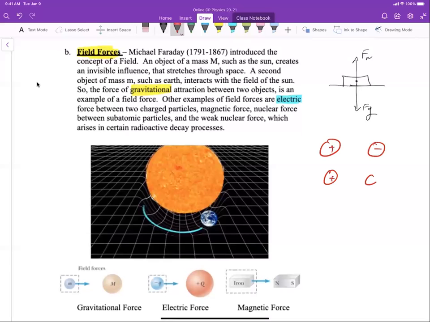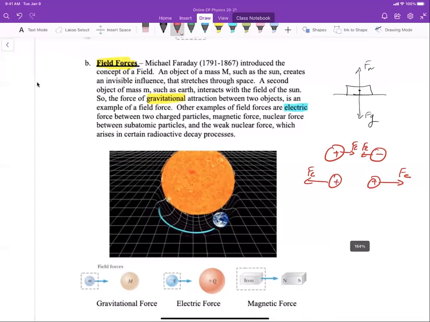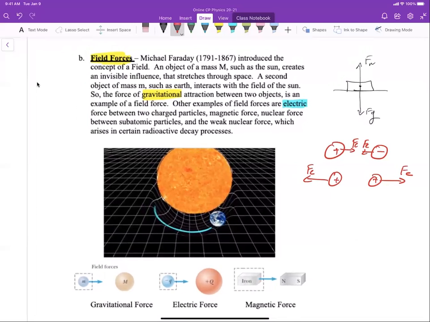Let's see, if I have two particles, one's positive and one's negative, they actually have a force between them that is an electric force. In that case, it's an attractive force, but they're not touching one another, and that is why it's considered a field force. Now, if they were both positive particles, they want to repel one another. So the electrical force is going to push them away. So those are examples of a field force. So gravitational, electrical field force.